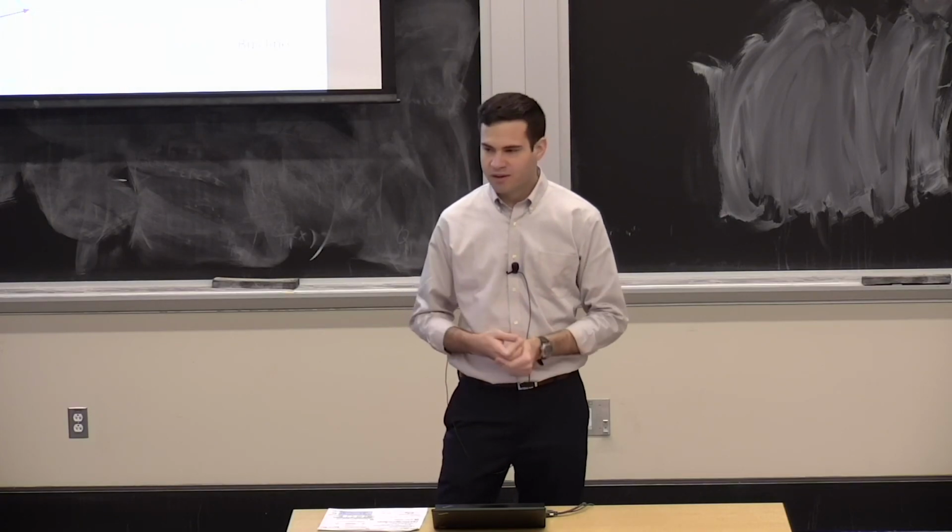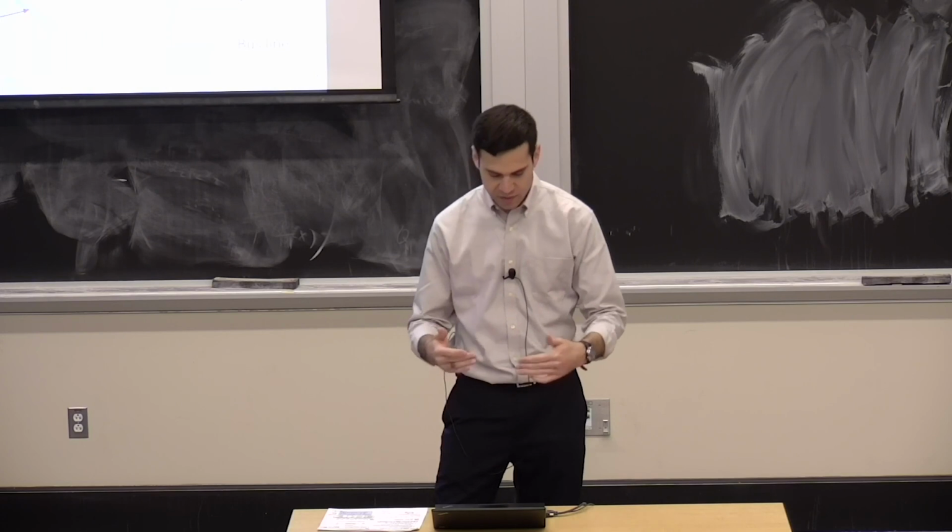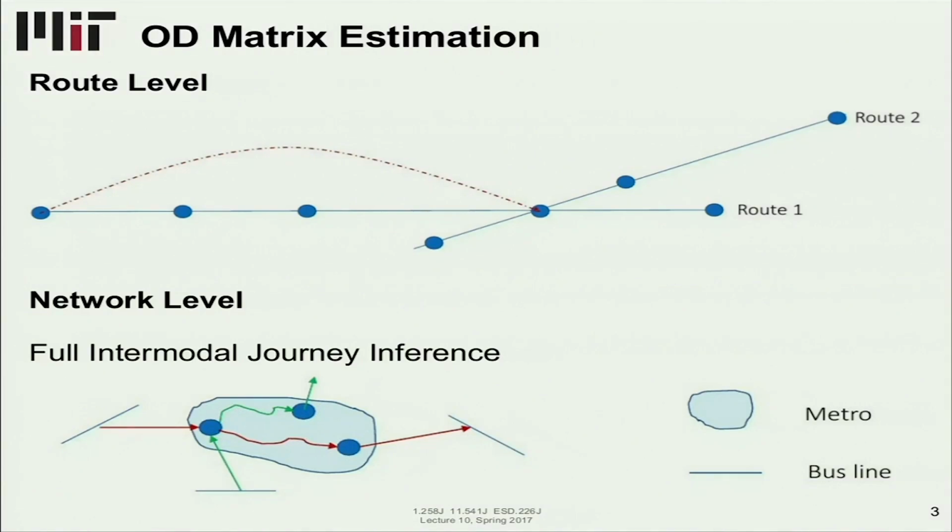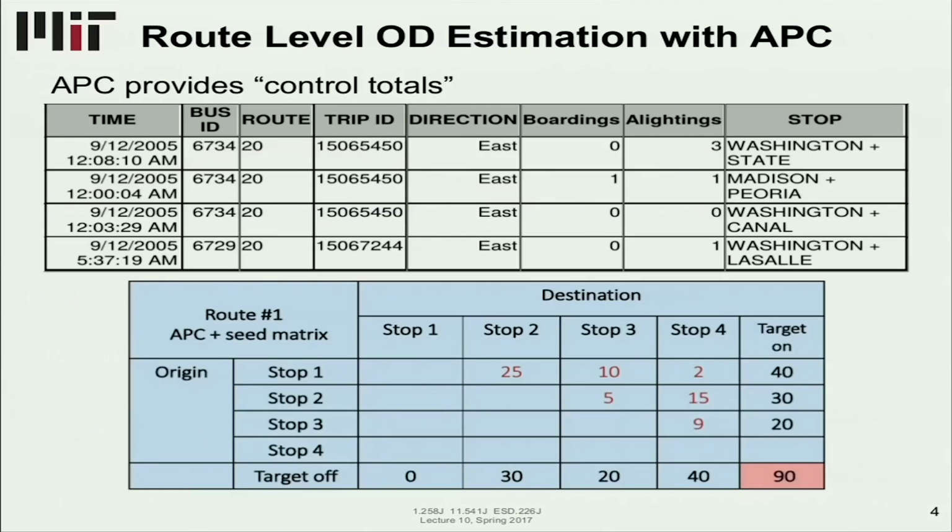So we want network level. So we go from unlinked trips to linked trips. That's part of what we want to do. At the network level, we are looking at all the buses and the rail system. We'll look at both kinds of OD matrix estimation in this lecture. And let's start with one of the simpler cases. Consider a bus having APC, and only APC.